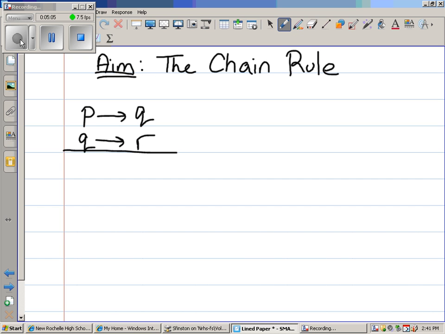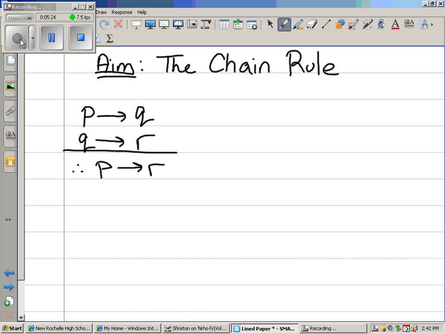What do you think? It's called the chain rule for a reason. It looks just like another property you might have learned called the transitive property. Yep. You can move to the idea that P then R.